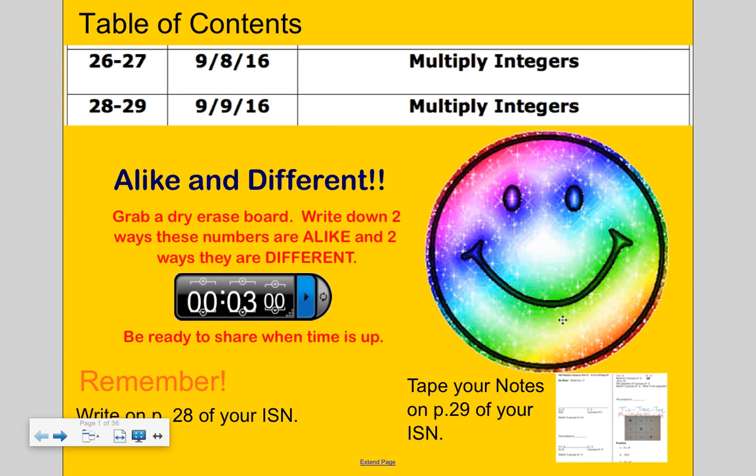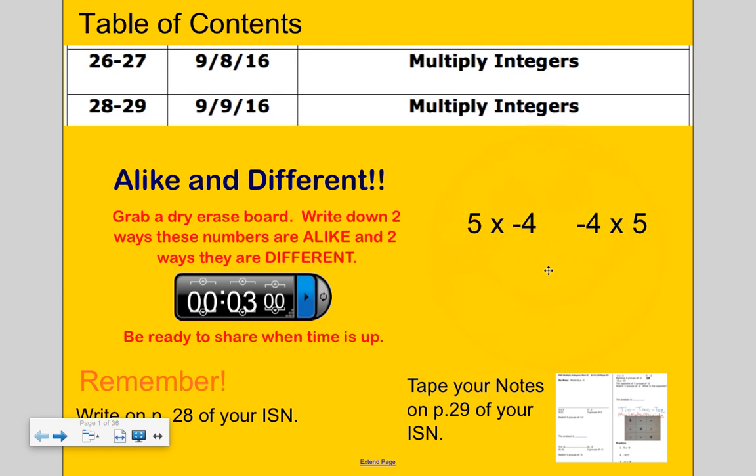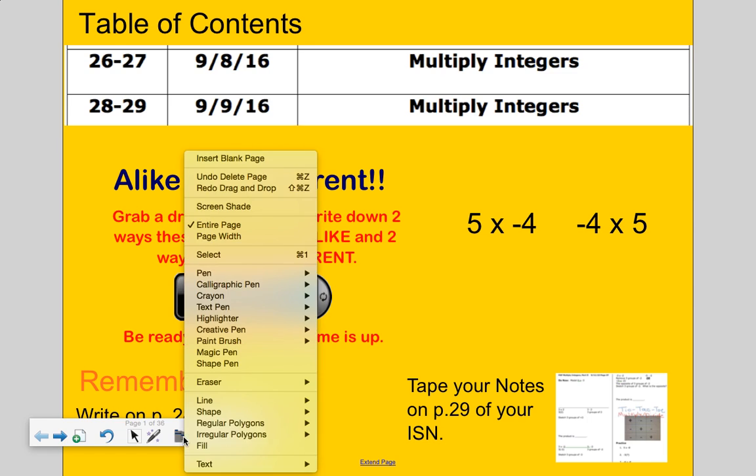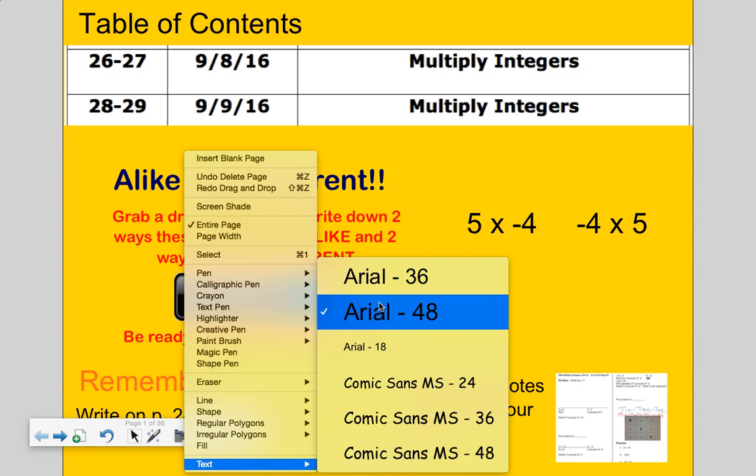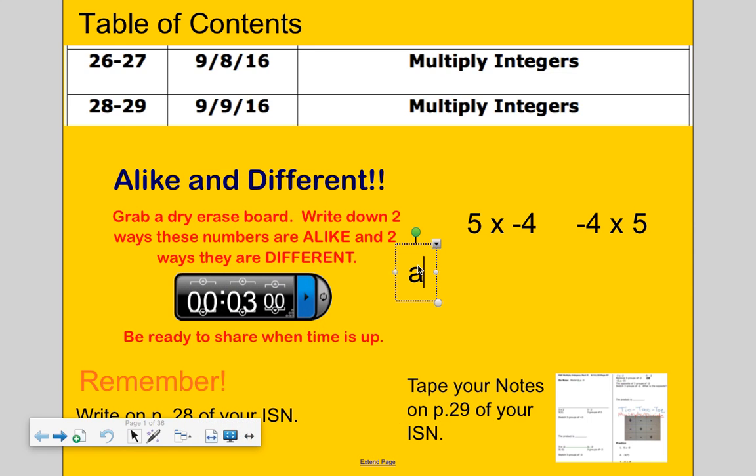Over how to multiply integers. So in our number routine, it's called alike and different. Can you write down 2 ways these numbers are alike and 2 ways these numbers are different? So we have 5 times -4 and -4 times 5. Well, they're alike. They both have a 5, and both have a -4. I see a multiplication.